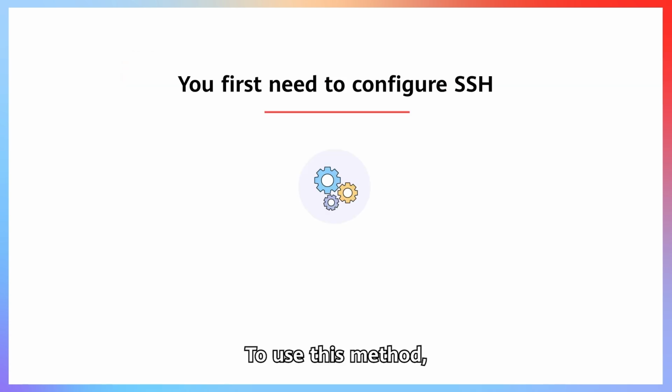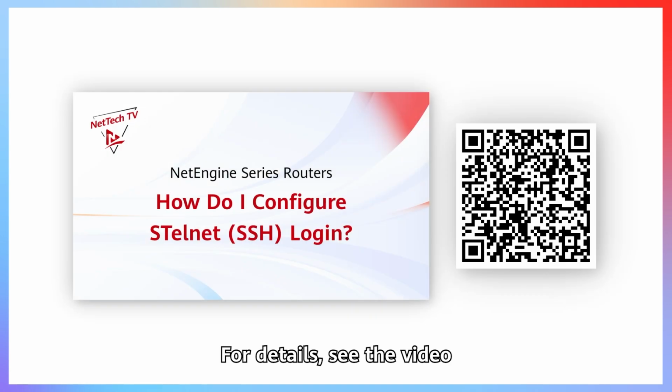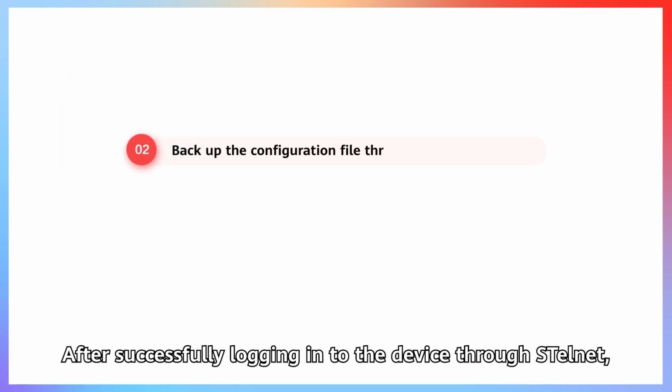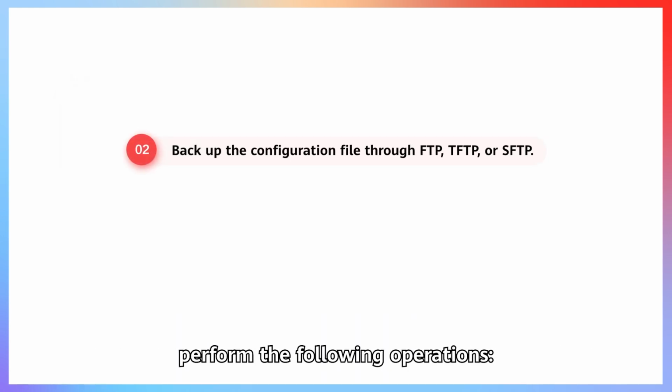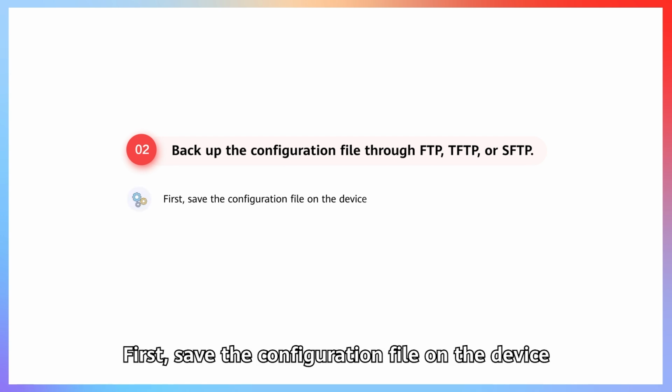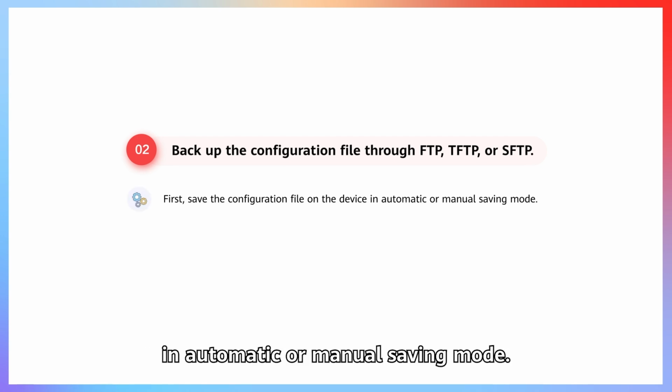To use this method, you first need to configure SSH. For details, see the video, How Do I Configure Stelnet Login to a NetEngine Series Router? After successfully logging in to the device through Stelnet, perform the following operations. First, save the configuration file on the device in automatic or manual saving mode.